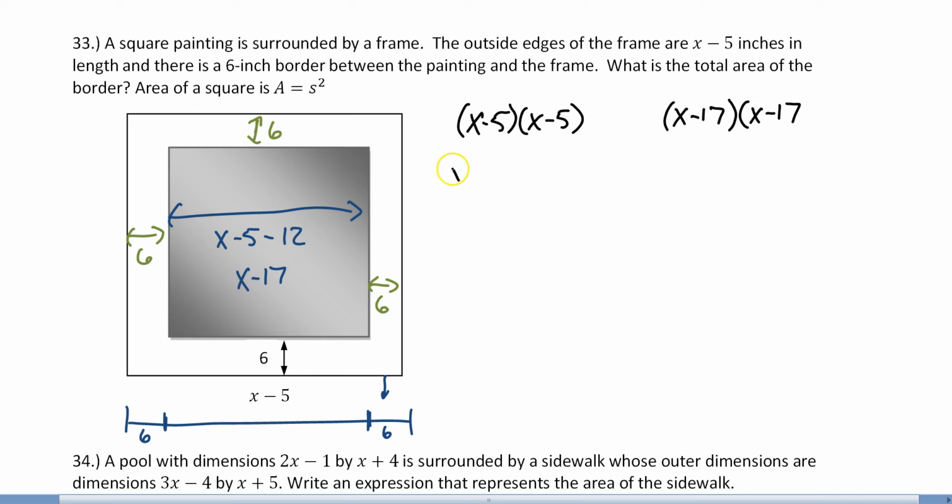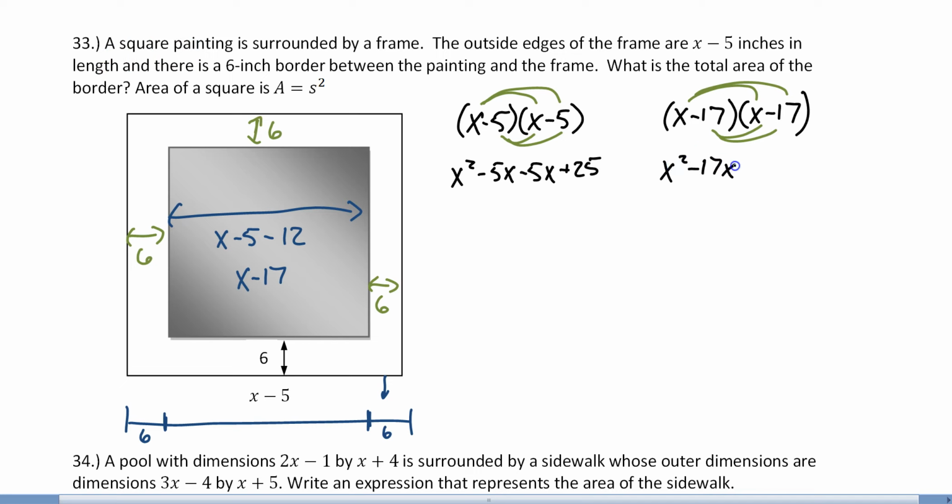And so what I want to do is find the area of each of those and then subtract them. So here I have to do my distributive property. Let me show that. So I'm going to distribute the x to each of these and then the negative 5 to each of these. So that's going to give me an x squared minus 5x. And then when I distribute the negative 5, that's a negative 5x plus 25. Over here, I distribute the x, and then I'm going to distribute the negative 17. So here that gives me an x squared minus 17x, and then minus 17x plus 289.